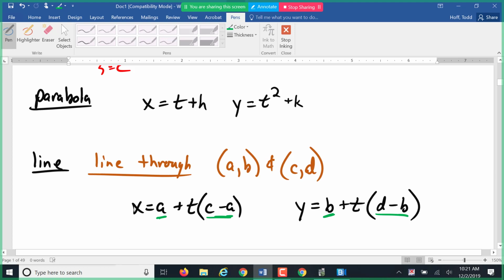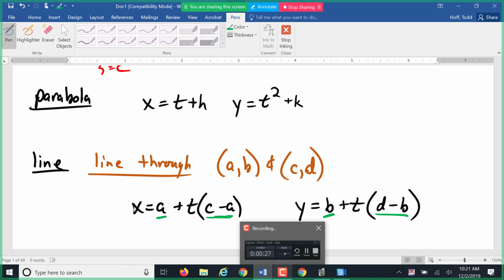Okay, it is 10:21, so it's time for a break. So let's go ahead and take a little bit. We'll come back at 10:30, and we'll start up with polar coordinates.